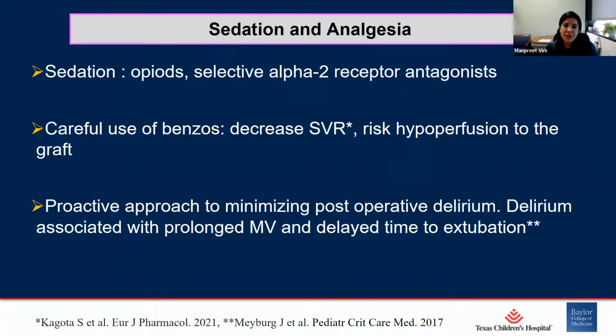Now, sedation and analgesia in these patients must be titrated to that particular patient. Most of our patients that are extubated post-operatively are managed with IV acetaminophen as well as a morphine PCA. However, the patients that require multiple organ support are intubated, and they're managed with a continuous infusion of fentanyl as well as dexmedetomidine. We also post-operatively do use low-dose Versed. However, we're careful about using large doses of benzodiazepines for risk of dropping your SVR and risking hypoperfusion. And then there really needs to be a proactive approach to minimizing ICU-related delirium. As we know, it's been associated with prolonged mechanical ventilation, as well as a delayed time to extubation in these patients.